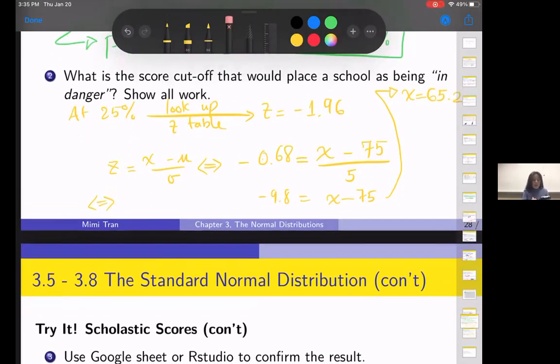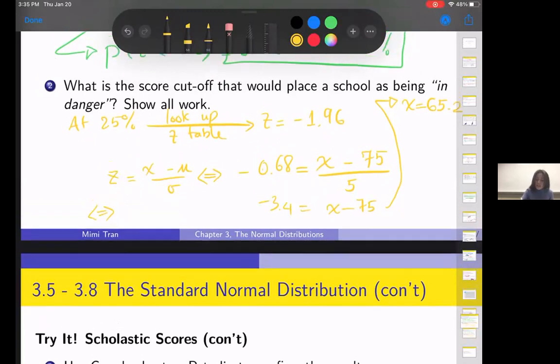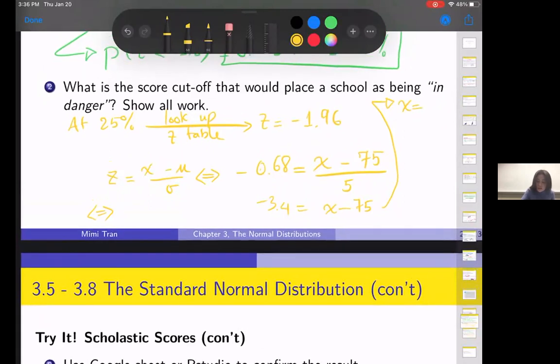So 5 times negative 0.68 is negative 3.4. Add 75, which is 71.6. And what's the unit? Is it score or points? Score or points. Score. But you need to have a unit.